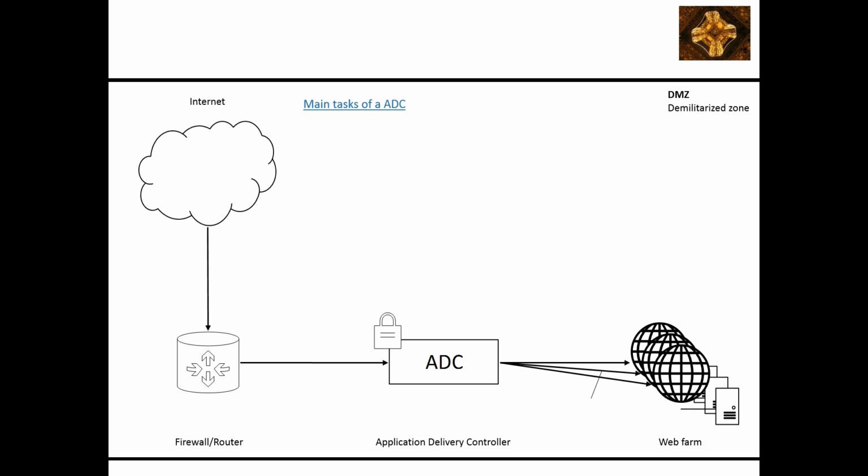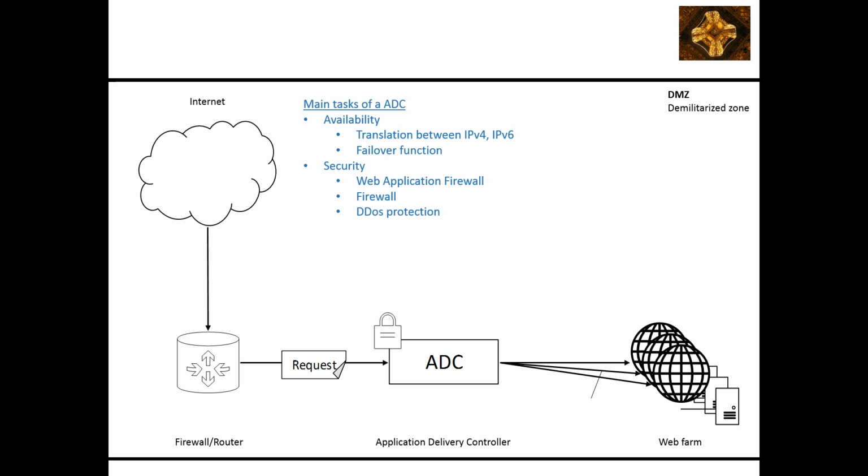So what are the main tasks of the application delivery controller? The request is coming, going through the firewall, and then stops at the application delivery controller. And it makes the applications available. That is one of the basic tasks. For example, it has failover functionality. If one server in the web farm is down or broken, it leads the request to another server which is available. It also does the translation between the IPv4 and the IPv6 protocol.